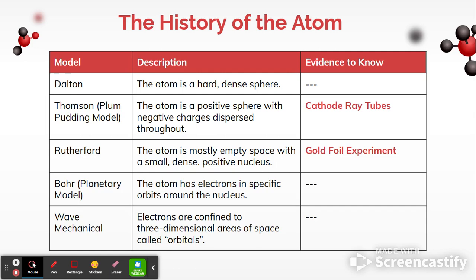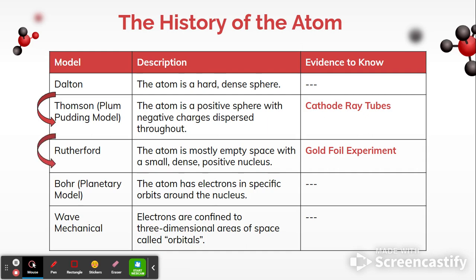These are the various models of an atom and how it has evolved throughout time. The first model was the Dalton model that came to the conclusion that an atom is a hard, dense sphere. Subsequently, according to the Thomson plum pudding model, an atom is a positively charged sphere with negative charges dispersed throughout it. This led to the discovery of electrons via the cathode ray tubes experiment.